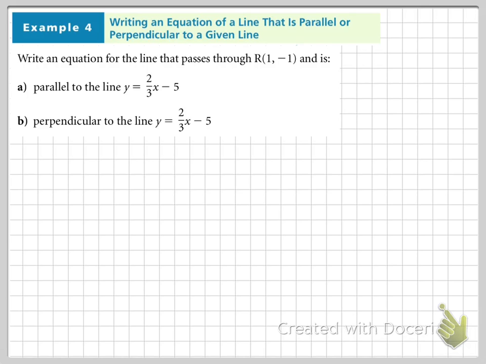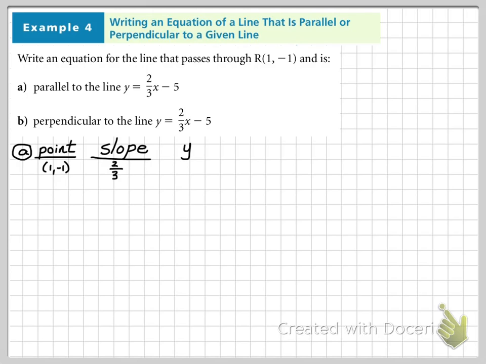Number 4. Write an equation of a line that's parallel or perpendicular to a given line. Well, when they want us to write an equation for a line that passes through the point (1, -1), and it's parallel to this line, what do we need? To come up with an equation, we need a slope and a point. A point and slope, always.